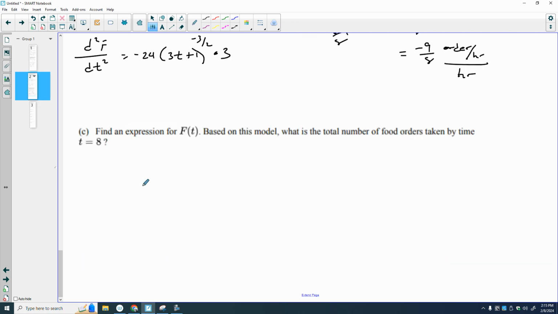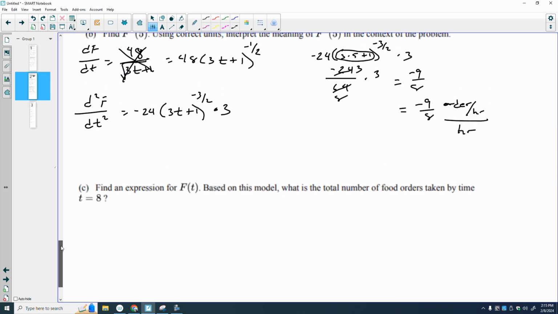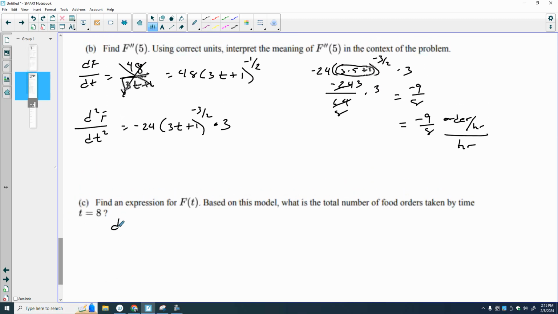Okay. Find the expression for f of t. So now we're doing our separating of variables and so on. So I haven't talked through the point value yet, so I'll do that as we do this one. So we know df dt, and I'm going to go ahead and rewrite it in exponent form like I did right here. So I'm going to separate my variables. So df, there's no f's over here, so I'm going to leave it alone.